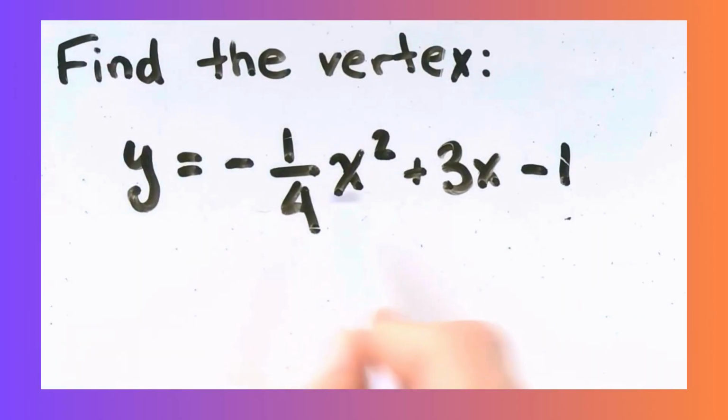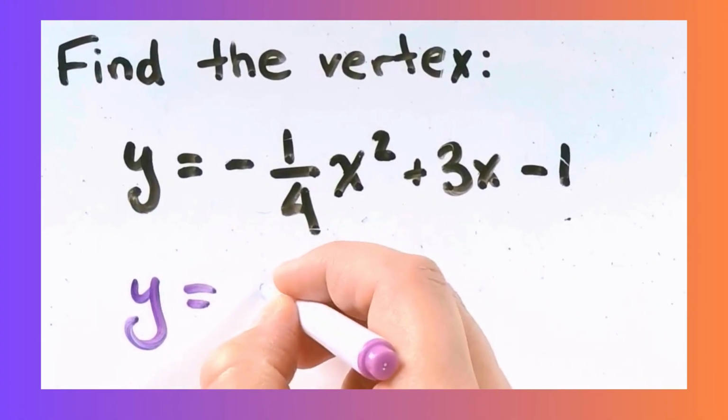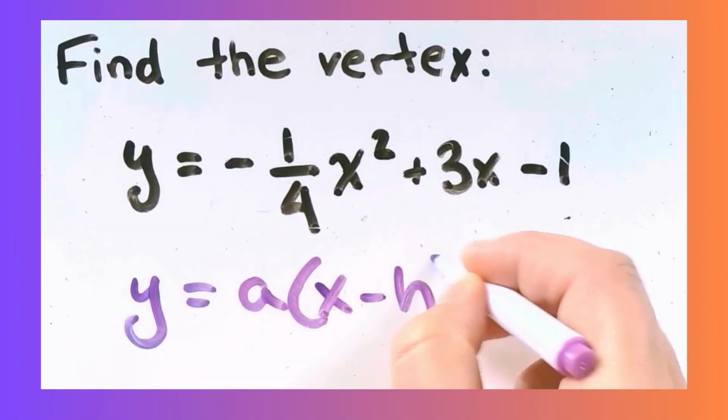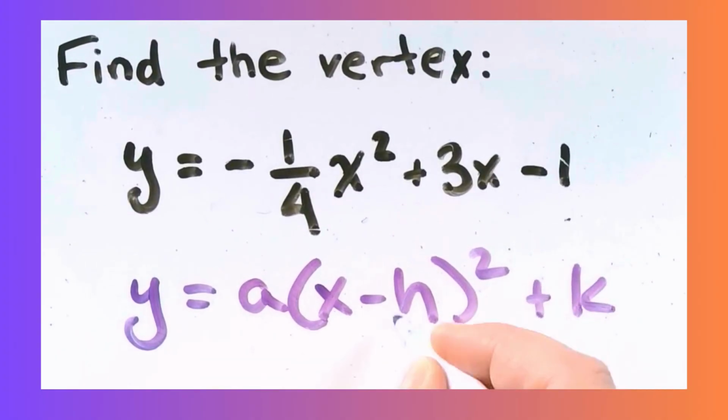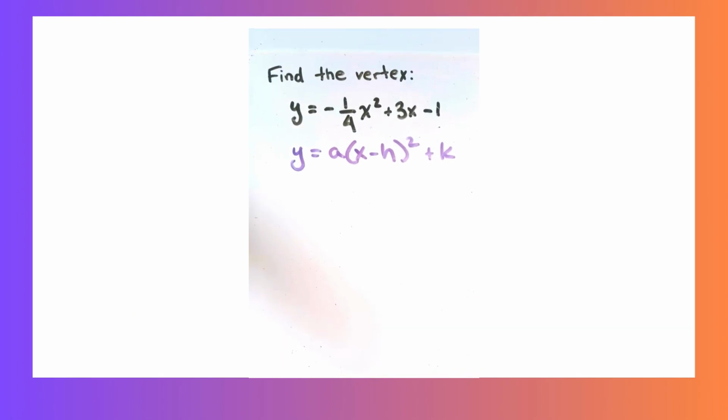So again, this equation is in standard form, and we want to write it in vertex form, which looks like this: y = a(x - h)^2 + k, where h and k give me the vertex. So I need to somehow go from here to here, and that process is called completing the square.